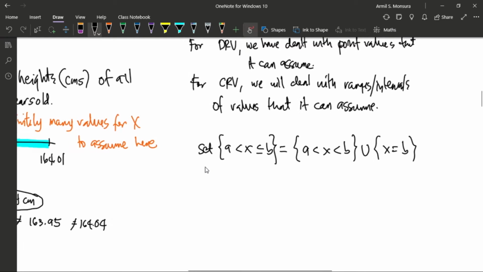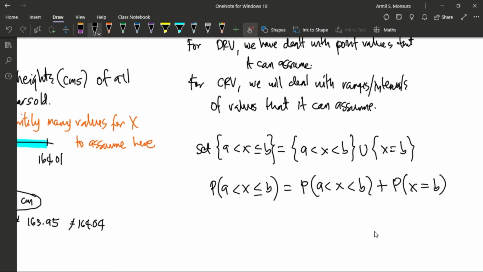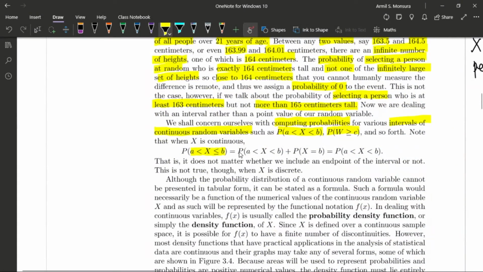So, in that case, the probability that X is greater than A and less than or equal to B, from our previous lesson on the additive rules for probabilities, since this is a union, we add their probabilities. That is the probability that X is greater than A and less than B, plus the probability that X is equal to B.